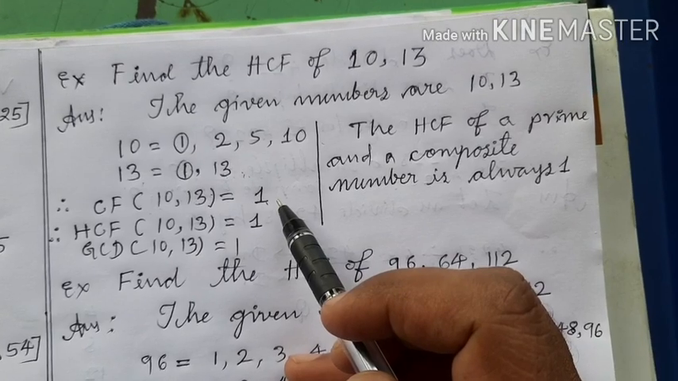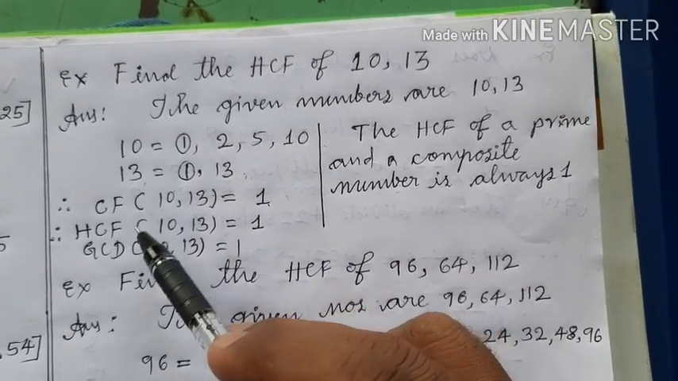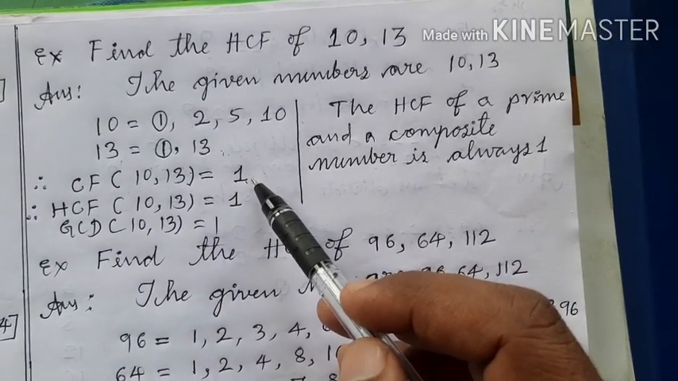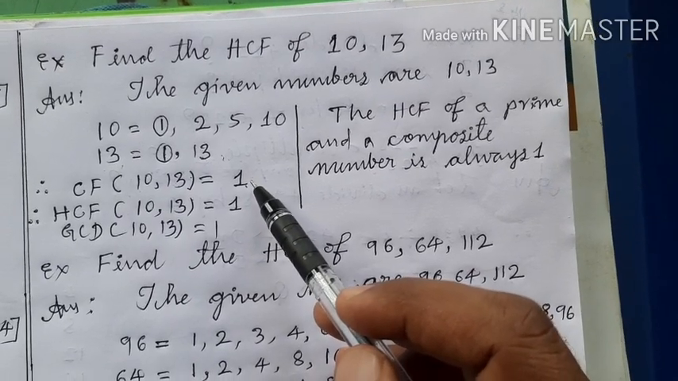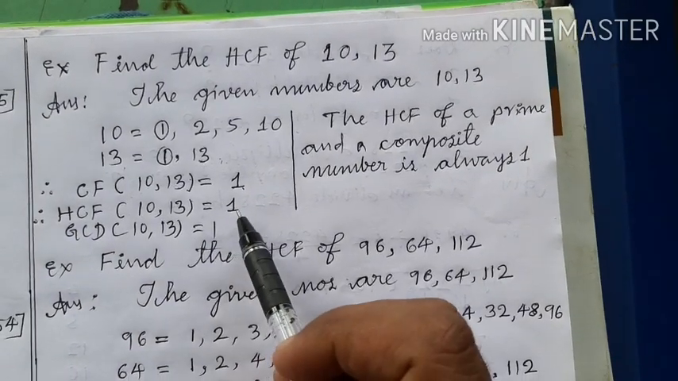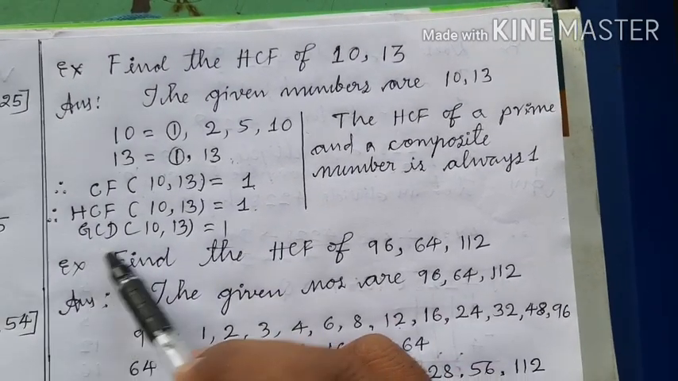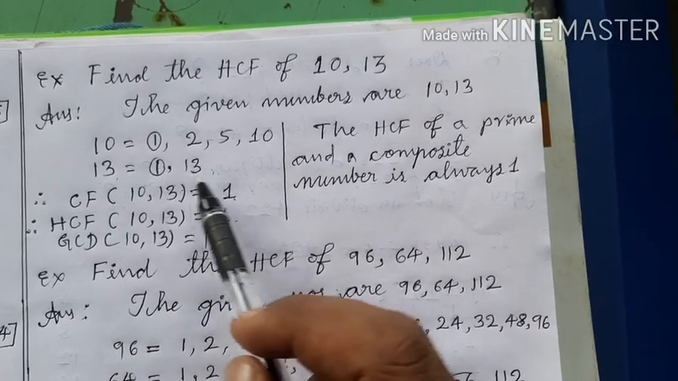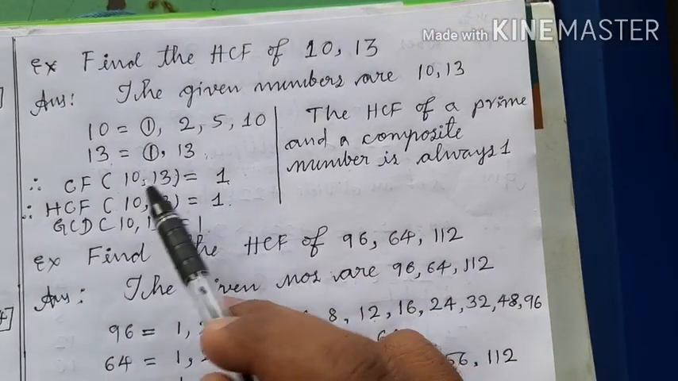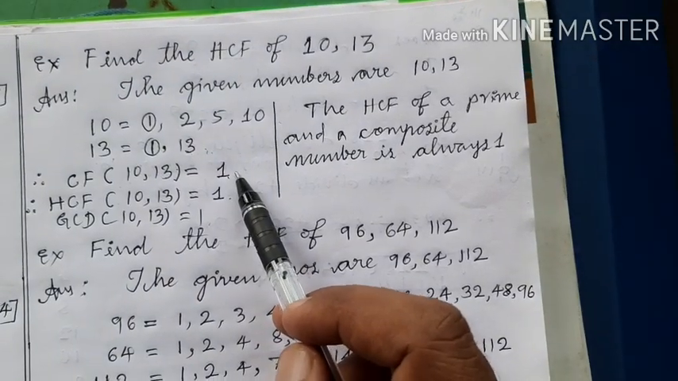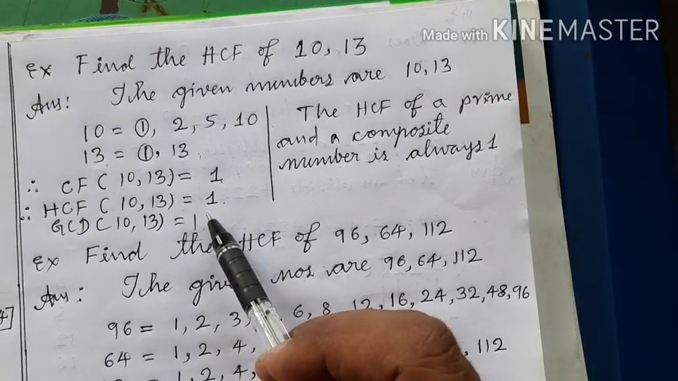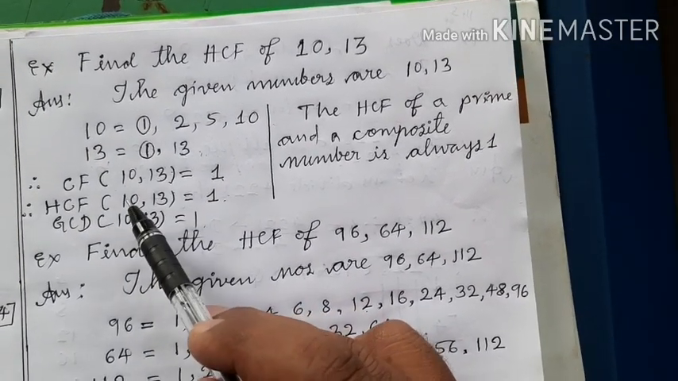Okay. Now, children, what about the HCF of 10 and 13? Here 1 is the common factor and it is the only common factor. And it is the only highest common factor of 10 and 13. That is why, children, HCF of 10 and 13 is equal to 1. Okay. And here GCD of 10 and 13 is also equal to 1. Because these are the divisors of 10. These are the divisors of 13. And this is the common divisor of 10 and 13. And it is the greatest divisor of 10 and 13. Therefore, 1 is the greatest common divisor or highest common factor of 10 and 13.